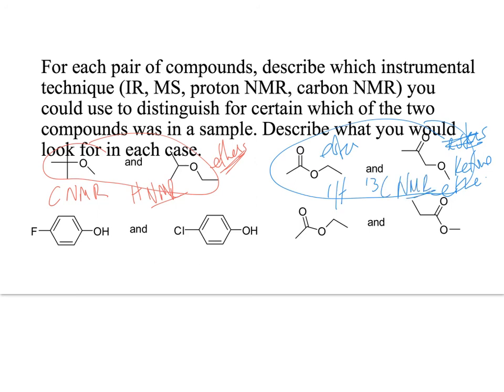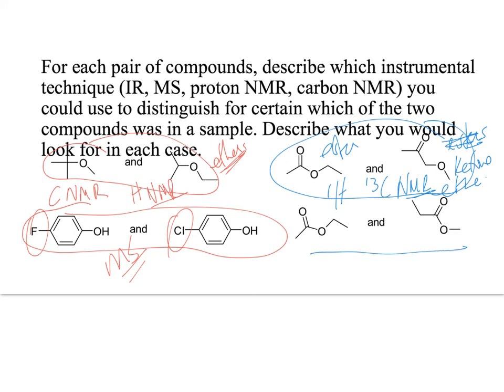So this one here, mass spec would be excellent for. Okay, mass spec's going to, molecular weights can be very different with the chlorine versus the fluorine. This one here, once again, we have 2 esters, so you're not going to really use IR. You could use proton NMR or carbon NMR.